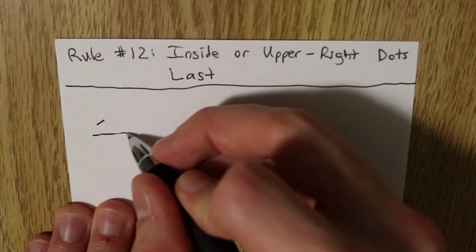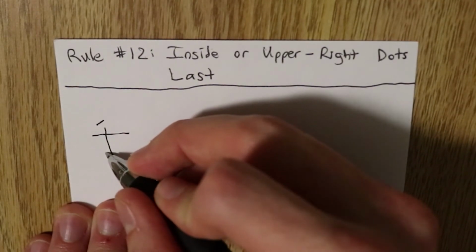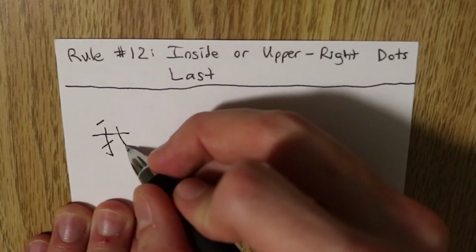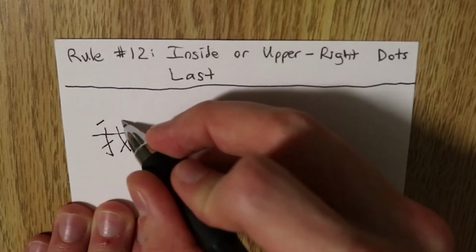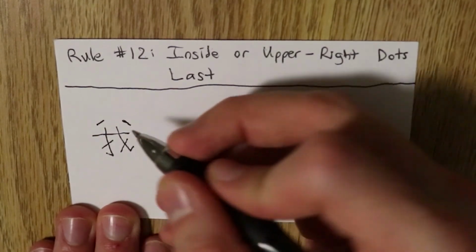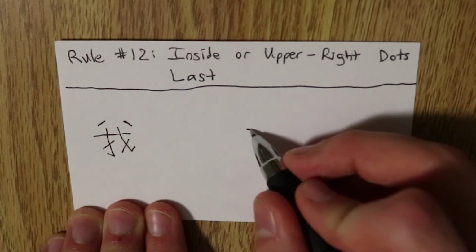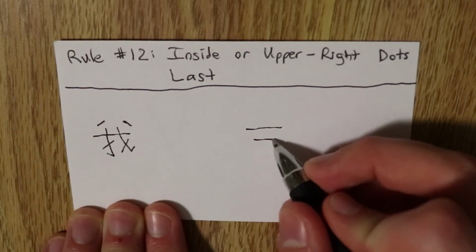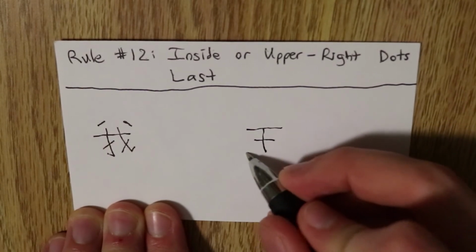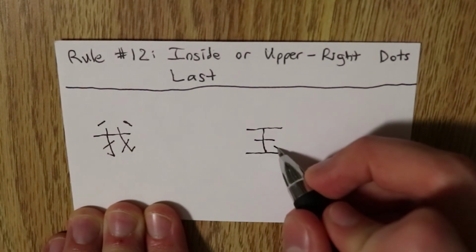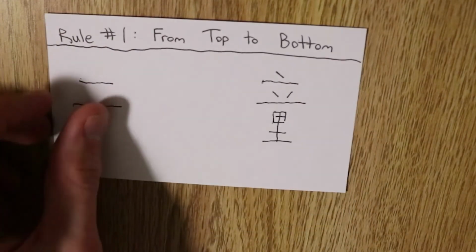For the last rule, we have inside or upper right dots last. For upper right dots being last, a good example of this, I think, on a pretty basic level is 我. So in 我, we have the upper right dot come absolutely last in the stroke order. And then for inside dots coming last, we have as an example you. It looks like wang, but there's just this one dot that is inside of it, and of course that is written last in accordance with this rule.